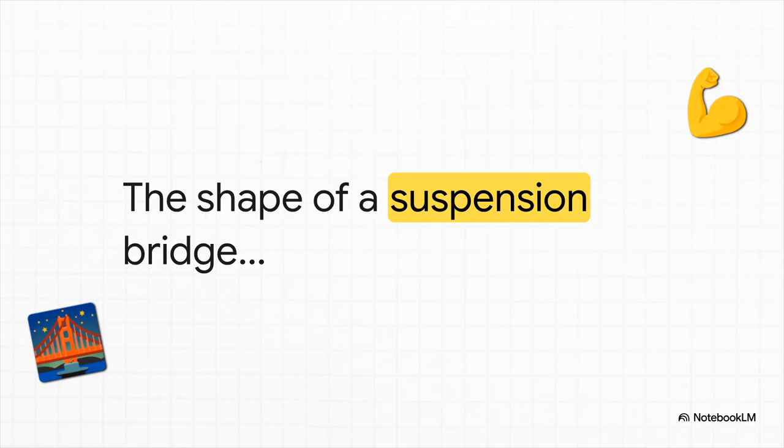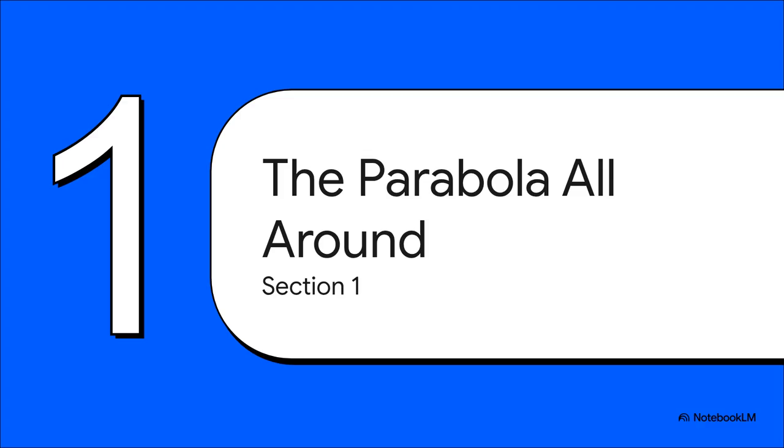And you can literally see its strength holding up these massive structures, right? Like the sweeping cables of a suspension bridge. This universal curve, it's just everywhere. So this shape actually has a name. It's the parabola. And today, we're going to peel back the curtain and really look at the mathematical blueprint that designs every single one of them.